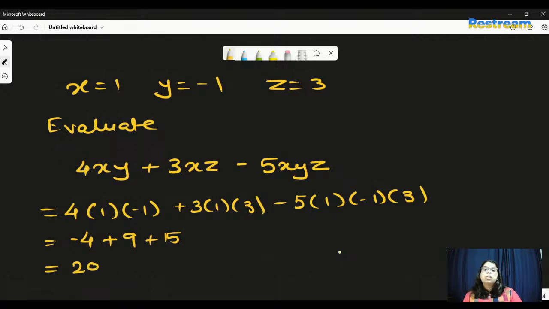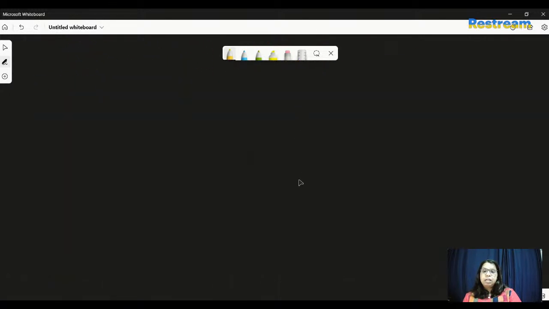Answer is 20. So this is called evaluation of the given expression. So they will always give you some values of the variable and they will ask you to find out the exact value of the given expression. Okay. Now let's see. Let us take another example.